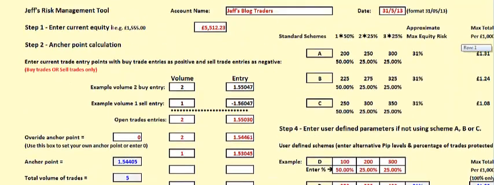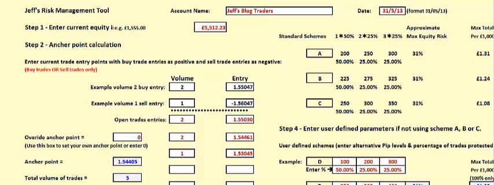So moving on, on the right hand side, you can see we've got three boxes there, A, B and C. These are standard defense schemes that I've input. So if we take scheme A as a first example, the figures there, 200, 250 and 300, each refer to a number of pips away from the anchor point that we are going to place our lines of defense. And they're standard. On A, B and C you can't change them.